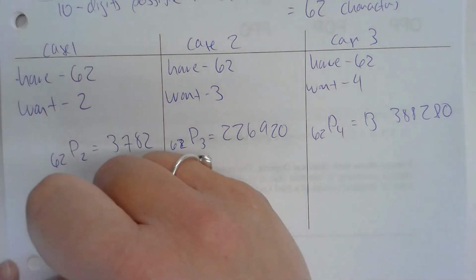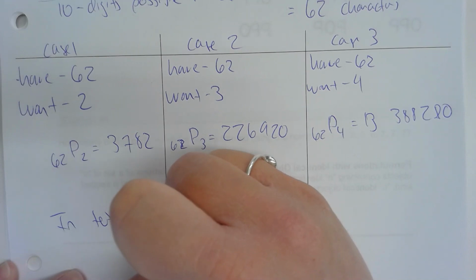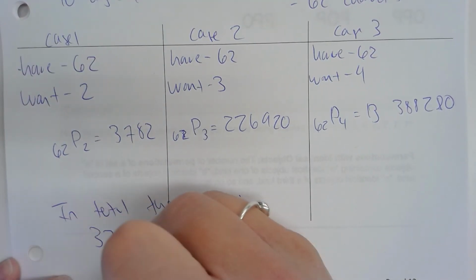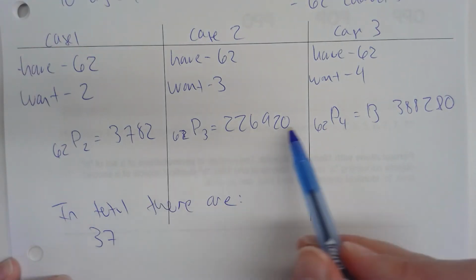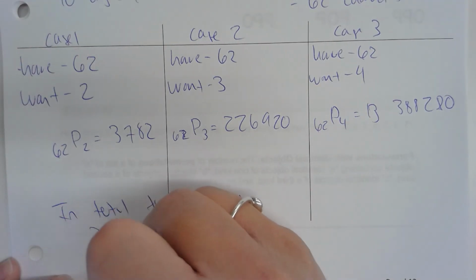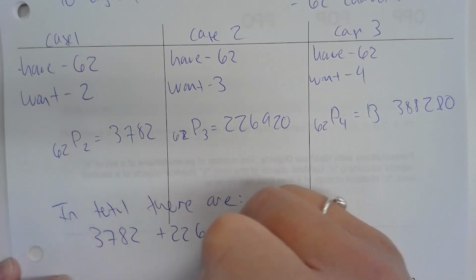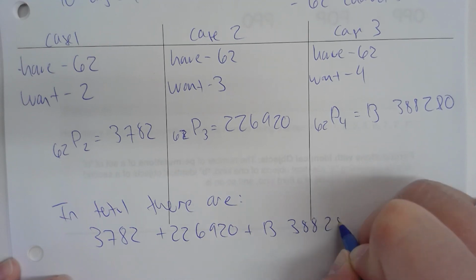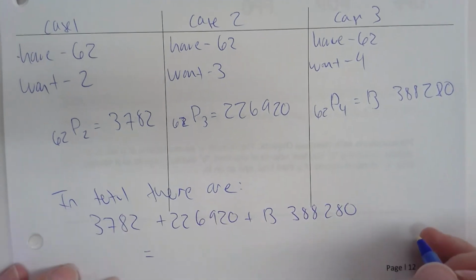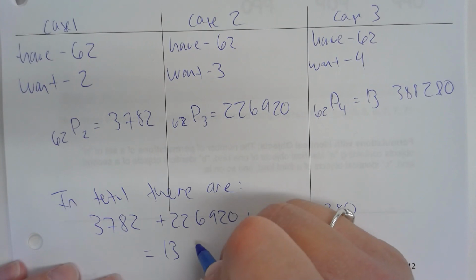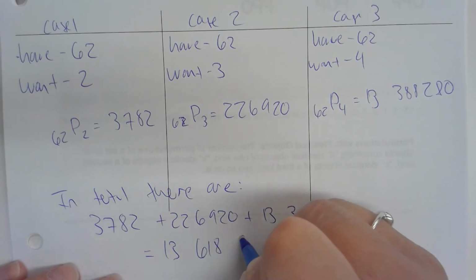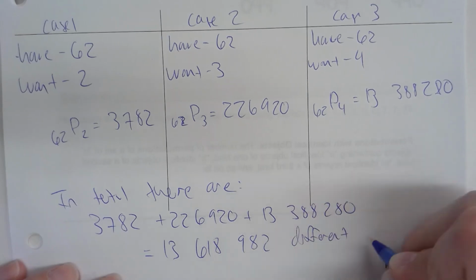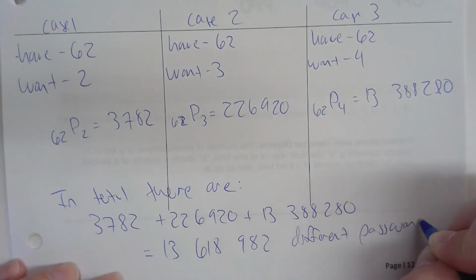Now to finish this question off, I want the final answer here. So in total, I'm going to add these things together because I'm saying there's this many, or this many, or this many, depending on how many characters we're using. Add them all together, put them in my calculator. I got 13,618,982 different passwords, which is a lot.